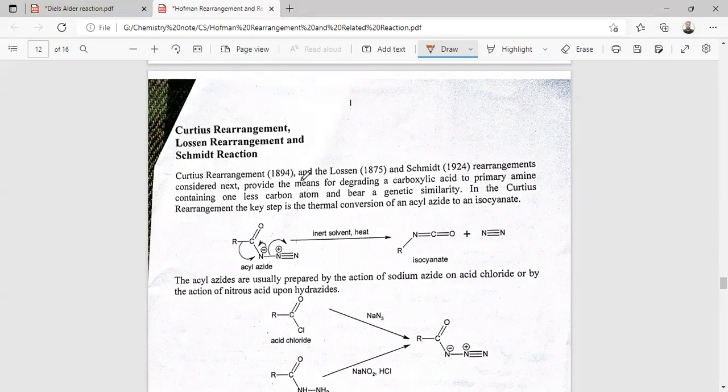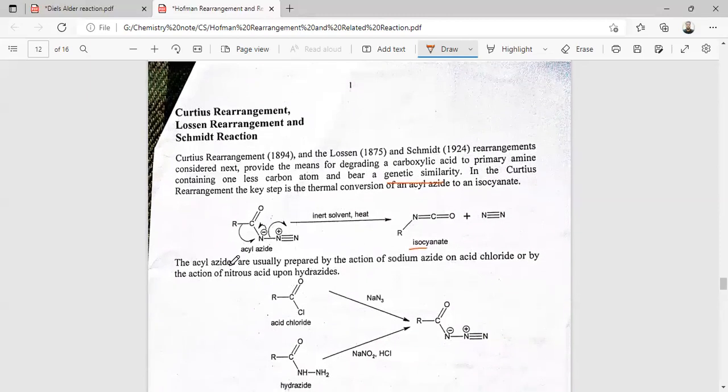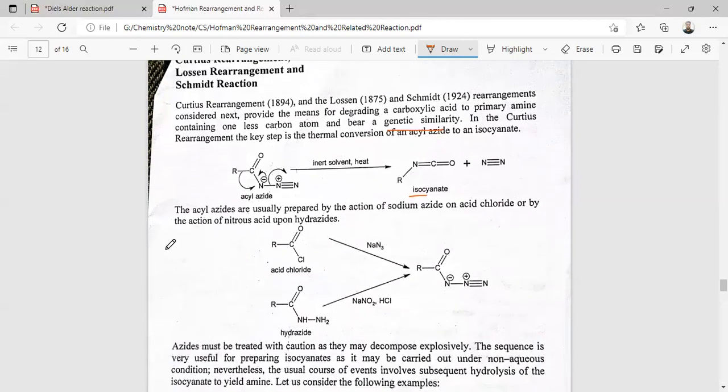The Curtius, Lossen and Schmidt rearrangements provide means of degradation of a carboxylic acid to a primary amine containing one less carbon atom, and are mechanistically similar. In the Curtius rearrangement, the key step is the thermal conversion of the acyl azide to the isocyanate. These acyl azides are usually prepared by the action of sodium azide on an acid chloride, or by the action of nitrous acid upon the hydrazide.